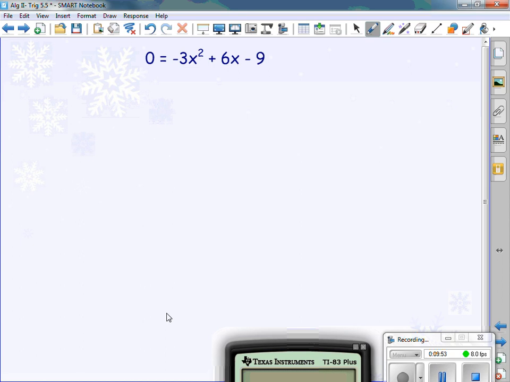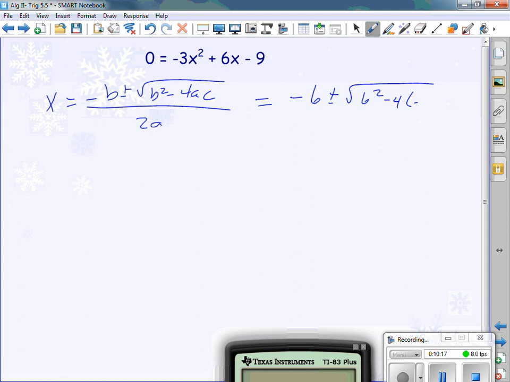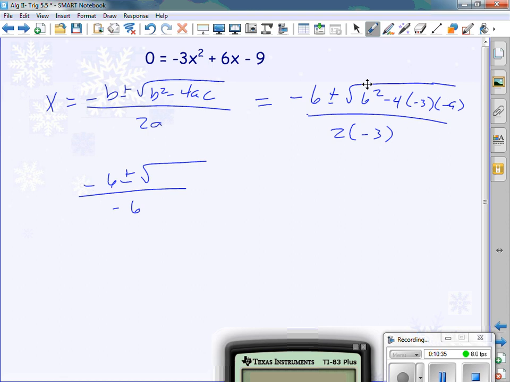Try this one. Going through this problem, x equals negative b plus or minus square root b squared minus 4ac all over 2a. Yes, the formula is long, but all you have to do is just put in numbers. Negative 6 plus or minus square root 6 squared minus 4 times negative 3 times negative 9 all over 2 times negative 3. Negative 6 all over negative 6. Plus or minus the square root of, all right, 6 squared is 36.